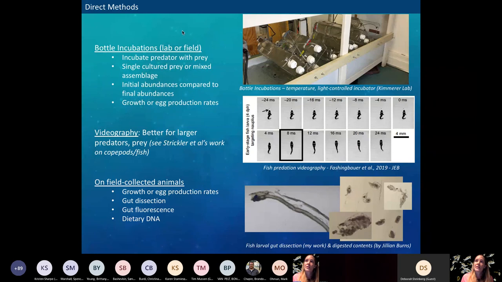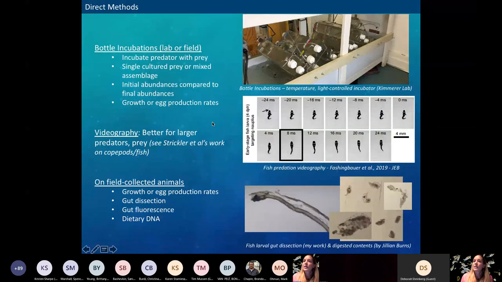You can also use bottle incubations for growth or egg production rates to look at how the food stimulates growth and how well it stimulates growth. There's also videography. This works better for larger predators, and for looking at behavioral predator-prey interactions. And I think Rudy Strickler and associates have done a lot of really cool work looking at both copepods and some fish.